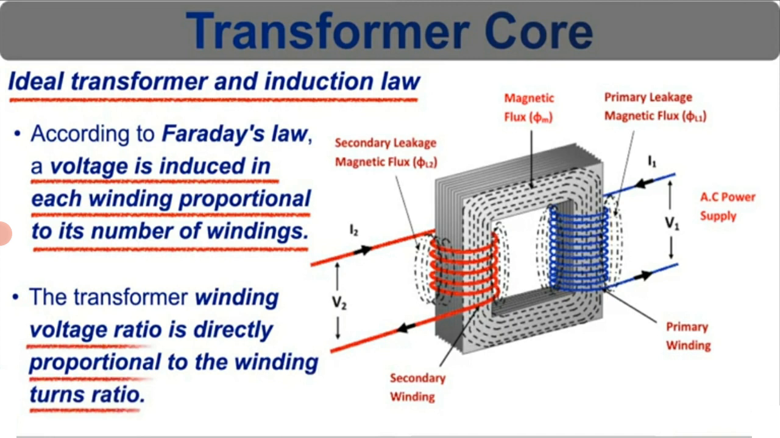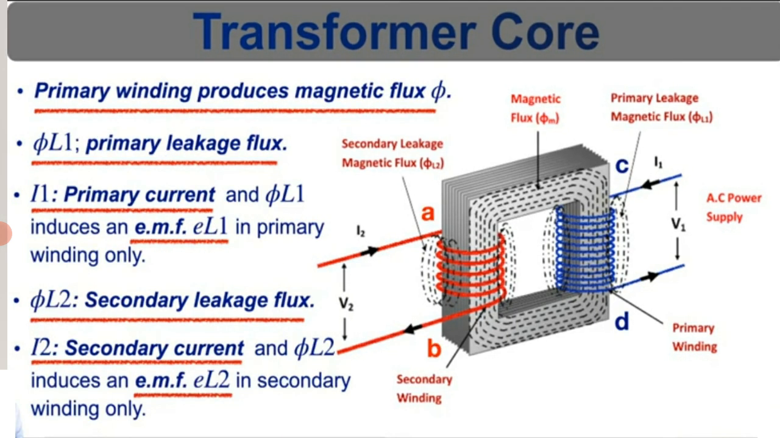In the previous year we have already seen Faraday's law. According to Faraday's law, a voltage is induced in each winding proportional to its number of windings. The transformer winding voltage ratio is directly proportional to the winding turns ratio. On the screen you can see the transformer core. The primary winding produces magnetic flux phi. Secondary leakage flux, secondary current.